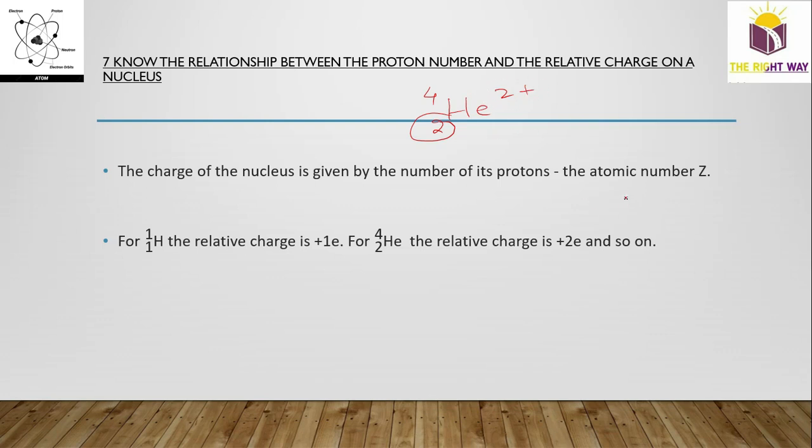For example, hydrogen. Let's suppose we take tritium, 3 and 1. It has one proton and two neutrons. Which one is charged? The proton is charged. So it has a charge of plus 1. For example, carbon 6, 12. It has 6 protons and 6 neutrons. What is the relative charge on its nucleus? Its nucleus has plus 6 e charge.